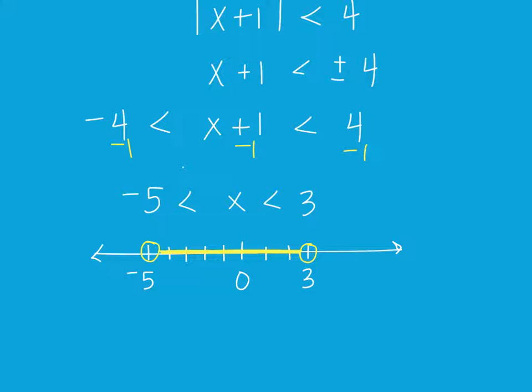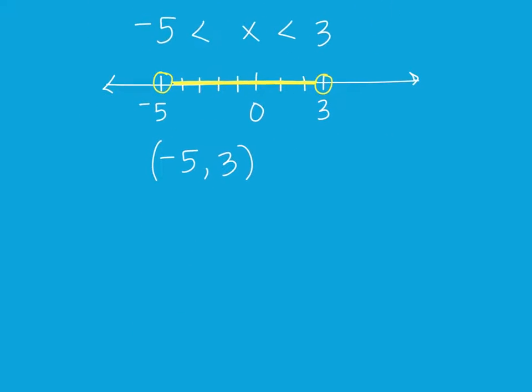You can also write that in interval notation. I showed you that the other day, where negative 5 is the beginning, comma 3 at the end. And since they're both open circles, we put parentheses. Can you wait till we're done? Or is it, that would probably be better. All right, any questions about that?